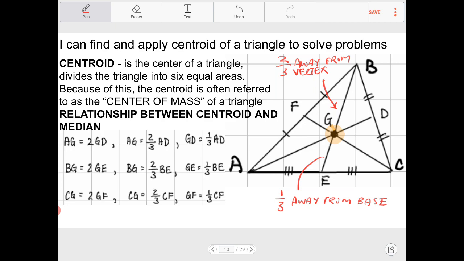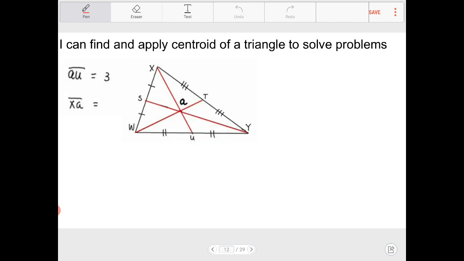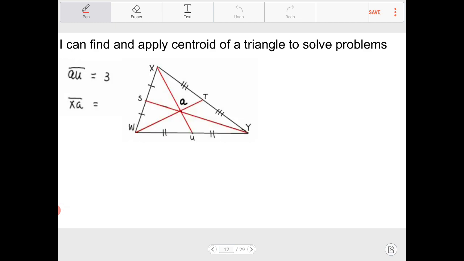All right, so let's take a look at an example where we can apply this concept. Right now I have AU has a length of 3. The task is to find out what XA is. Having gone through the principles in this slide here, see if you can pause for a moment and figure this out for yourself.